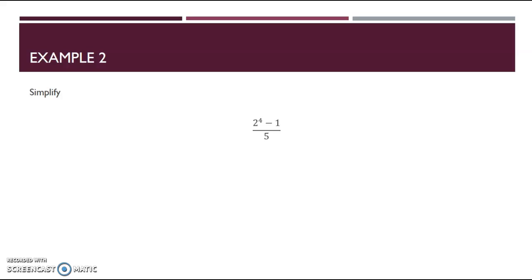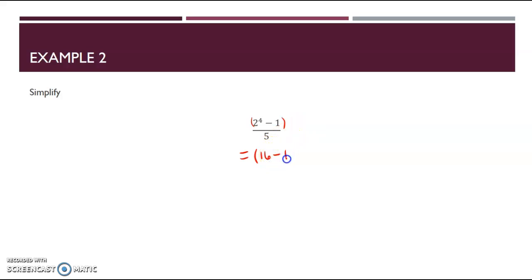Alright, so here's example 2. This is an example where a fraction bar becomes our grouping symbol. If it helps, you can put parentheses up on the top, because that's essentially what we're doing. From here, within my grouping symbol, I have exponents. So before I can subtract, I have to evaluate the exponent. So 2 to the 4th power is 16, because 2 times 2 is 4, and 4 times 2 is 8, and 8 times 2 is 16.